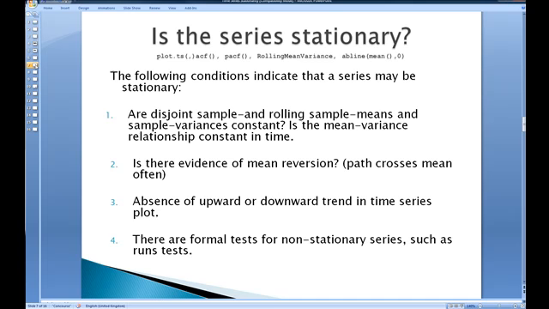We might also want to think about how the sample mean and variance compare over time, so we could look at rolling samples. Just as you increase the length of the time series, how is it that the mean and the variance change? Another thing to look out for is a strong upward or downward trend in the time series. That suggests that there's something deterministic which can be removed. There are formal tests that can be used, and we'll discuss those later.